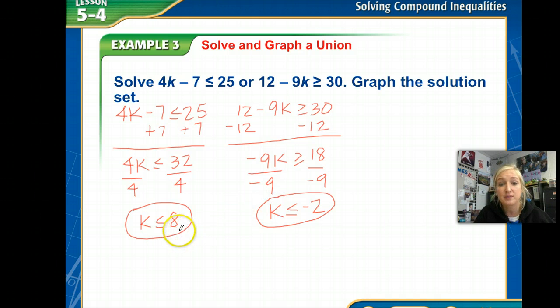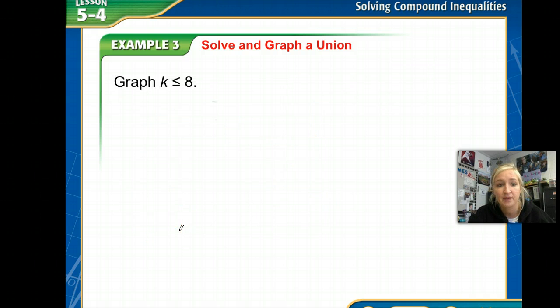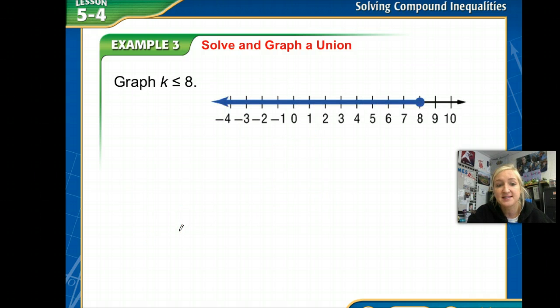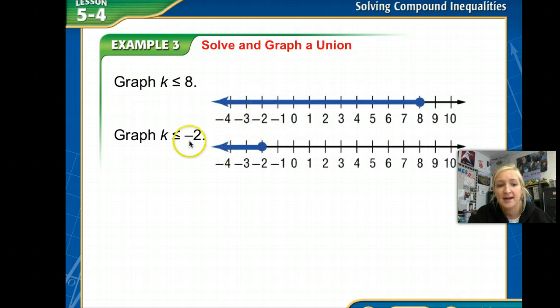All right, so those are my two solutions. Next, on the next slide, we're going to talk about how to combine them and graph them. So I graphed k is less than or equal to 8 with a closed symbol on 8 going in the left direction. And k is less than or equal to negative 2 is going in this direction.